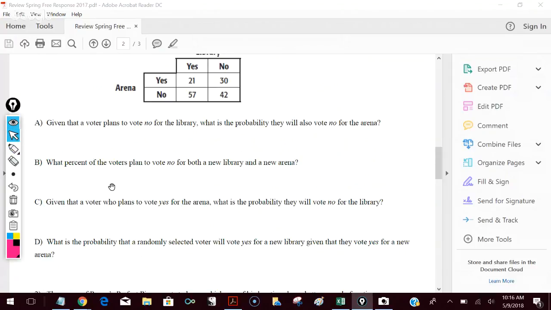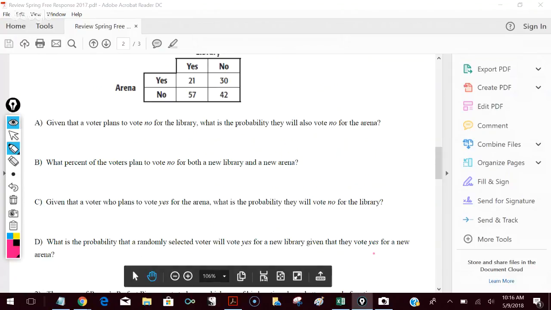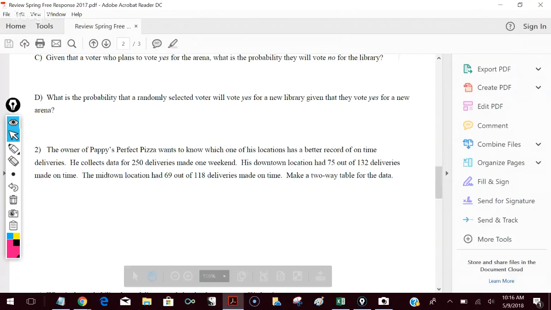What is the probability that a randomly selected voter will vote yes for a new library given that they vote yes for a new arena? Okay, again, there's the word given. Because of the word given, I'm only caring about yes for the new arena. So here's my yes for the new arena. Okay, and I want yes for the new library. So that'll give me my 21 over 51. Okay, let's see if we can get the rest of this page done. Was that too fast? Are we good so far?